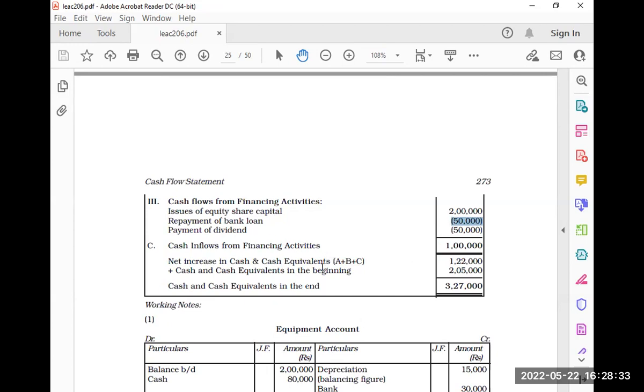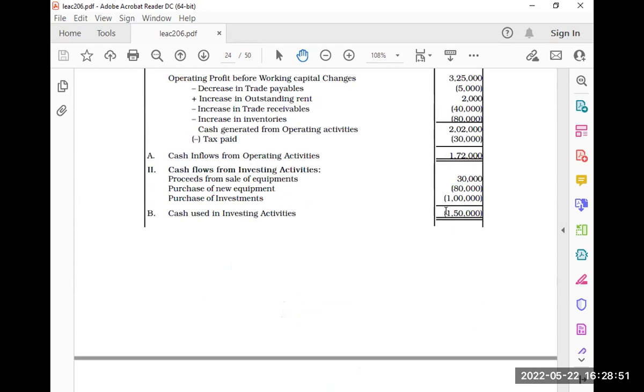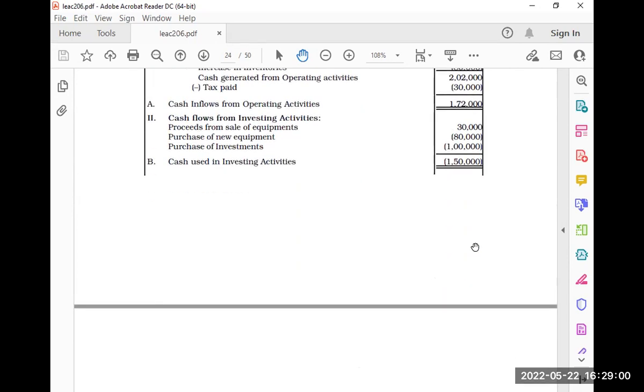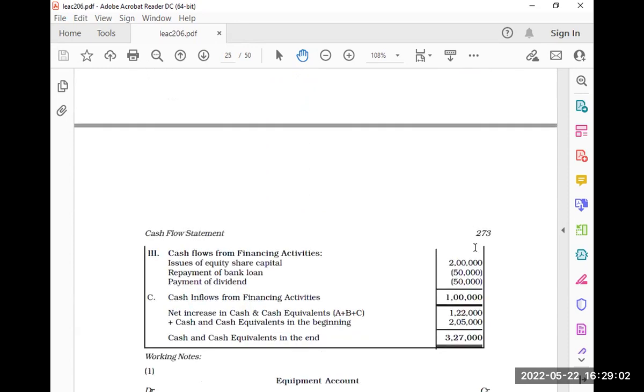Next, dividend we paid, no. Proposed dividend 50,000. We already discussed, no. So the net result is 2 lakh minus 50 minus 50, 1 lakh. So now A, B, C are Roman letters 1, 2, 3. How much? This is 1 lakh. Previously it is minus 1 lakh 50. Previously it is 1 lakh 72. So 1 lakh 72 minus 1 lakh 50 is equal to 22. Plus 1 lakh. So 1 lakh 22 is written here.